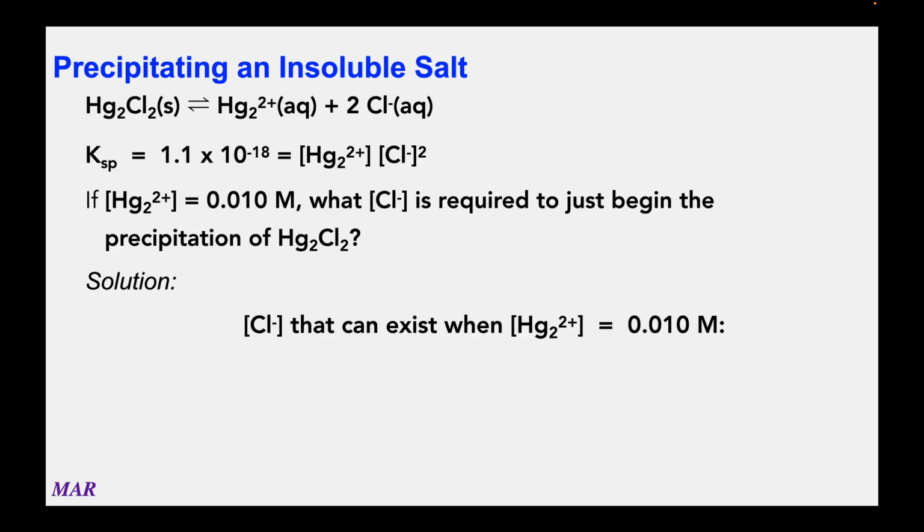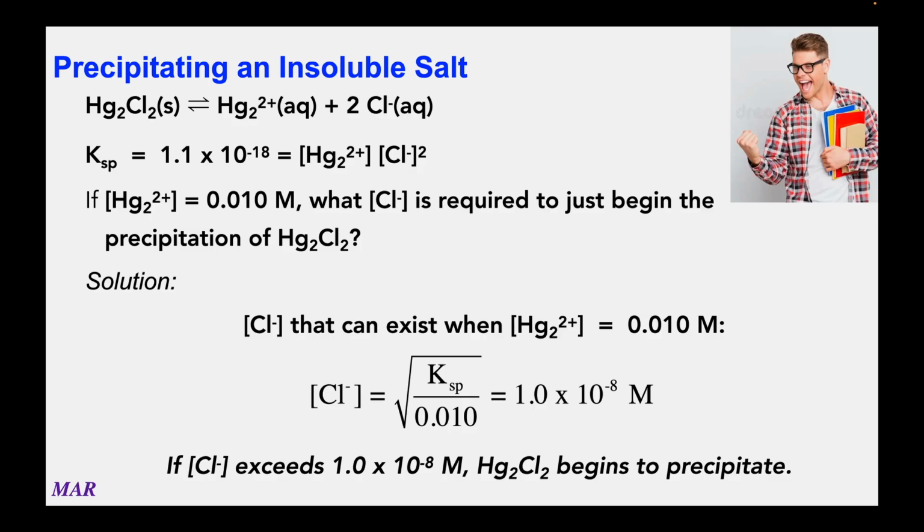So we're going to use the fact that the Ksp, 1.1 times 10 to the minus 18th, equals the mercury ion concentration times the chloride ion concentration squared. And our mercury concentration is apparently 0.010. So if you put that 0.010 in for the mercury, you're going to solve for chloride ion. We'll take the square root to get rid of the chloride squared. Chloride is going to be the square root of Ksp over our mercury concentration.